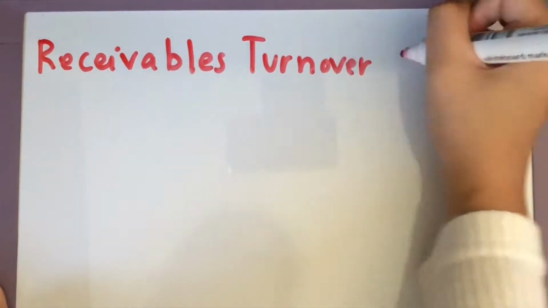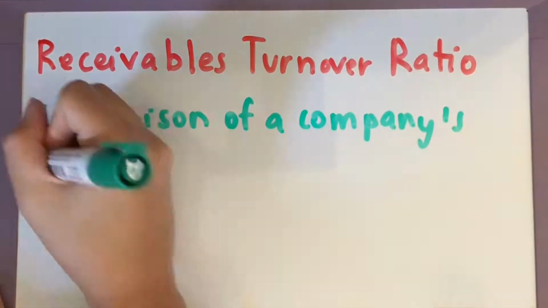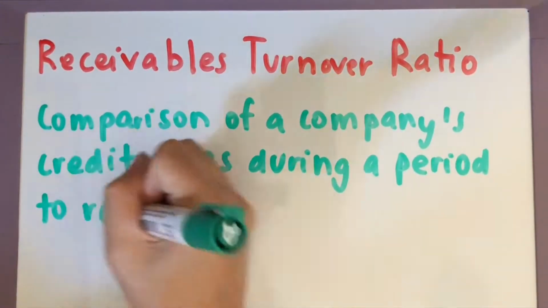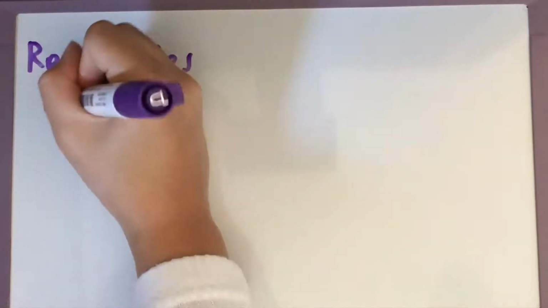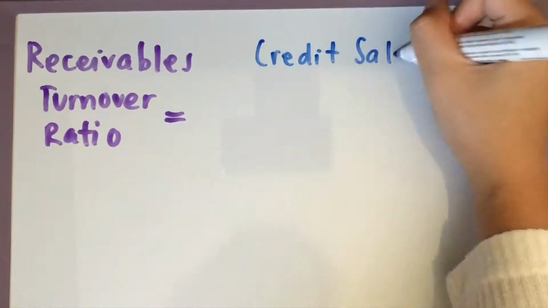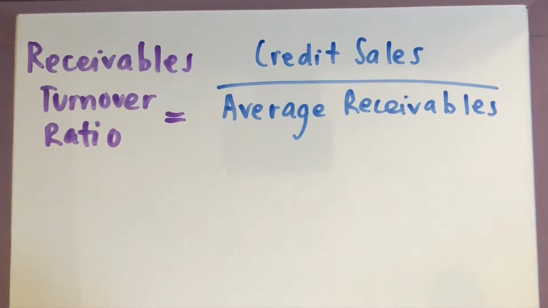The receivables turnover ratio is a comparison of a company's credit sales to its receivables and indicates how many times during a period a company generates and collects receivables. It is calculated by dividing credit sales over the average receivables.